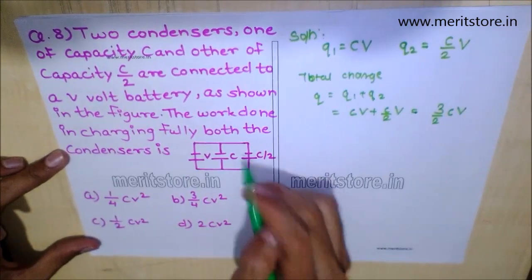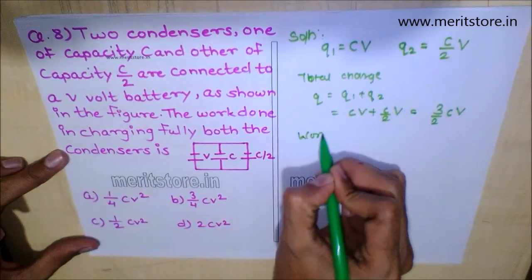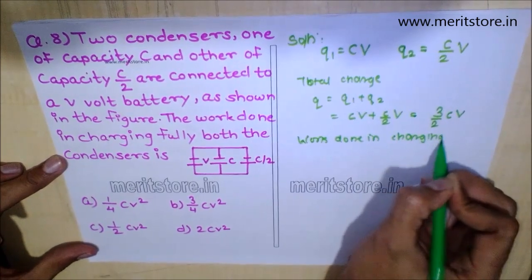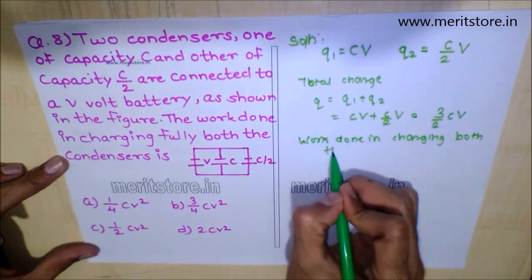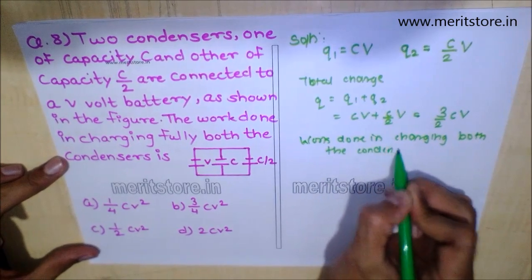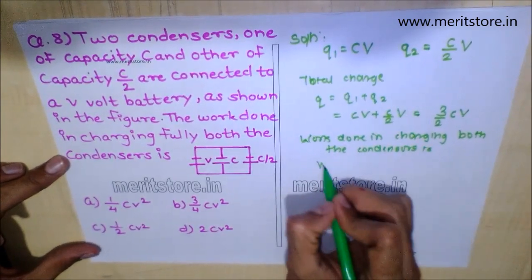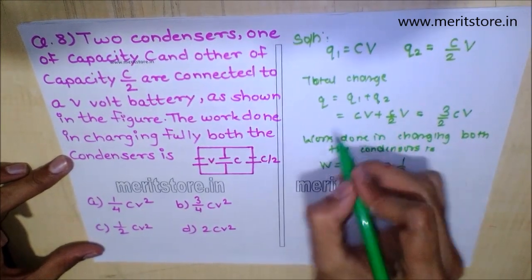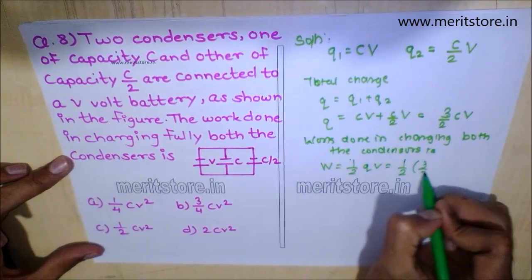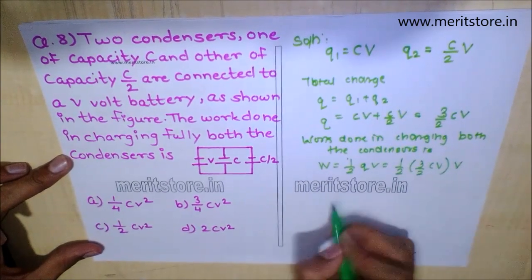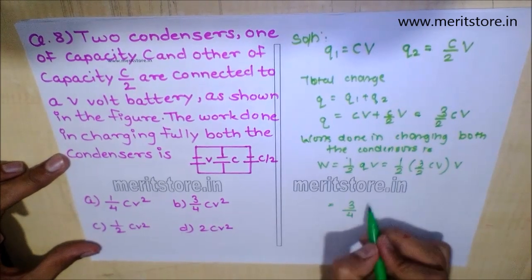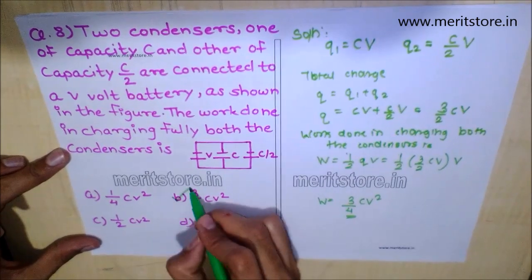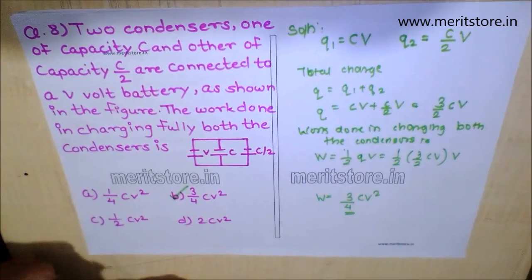Now the work done in charging both the capacitors, both the condensers, is given by the formula work done is equal to half QV. So we have half Q, which is 3 by 2 CV, into this V. Total comes across 3 by 4 CV square. So that will be the work done to charge both the capacitors. We have the option B, 3 by 4 CV square.